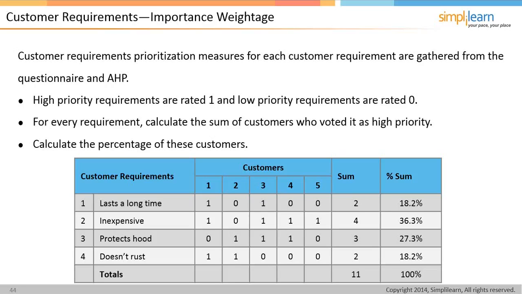So we've got things like lasts a long time, inexpensive, protects good, doesn't rust. These are pretty high level. I mean, what does last a long time mean? I don't know. It kind of sounds like when we were talking about intangibles before. Things seem to be better. People seem to be happier. I feel better about this than I did before. I mean, it sounds really good, and it's a nice story to tell, and everybody will nod their head and smile. But I don't know what that means.